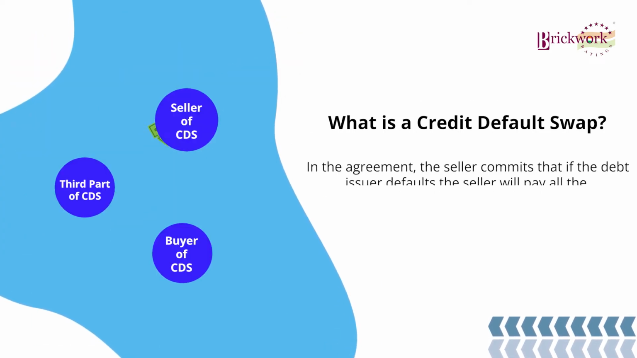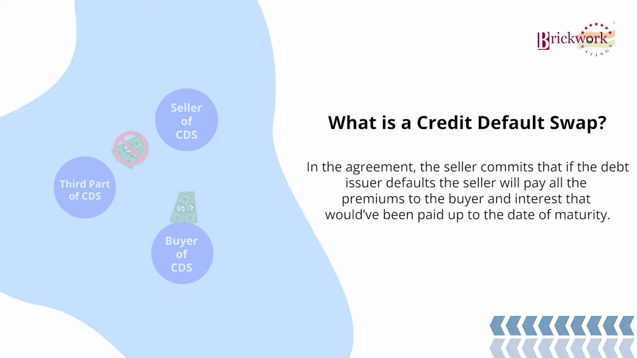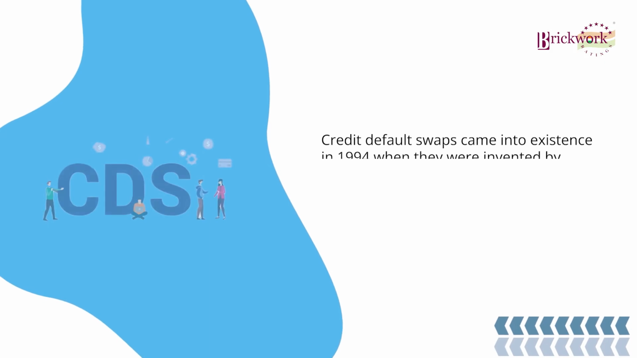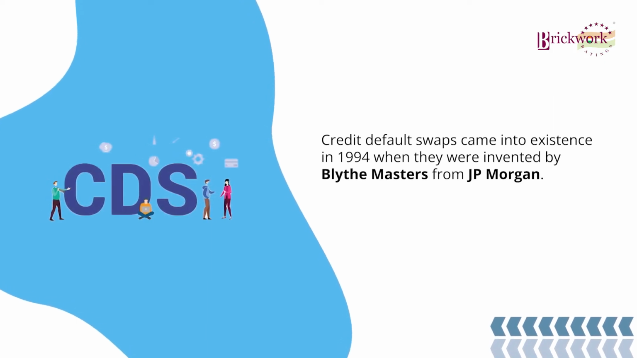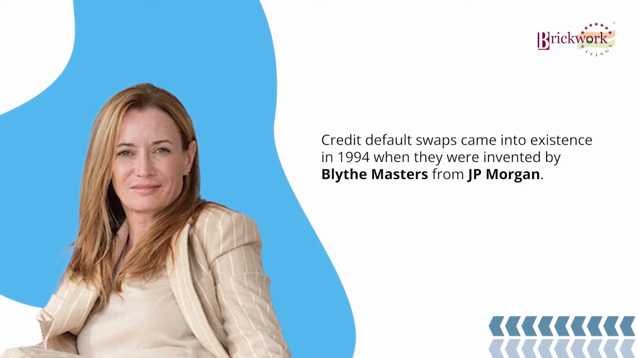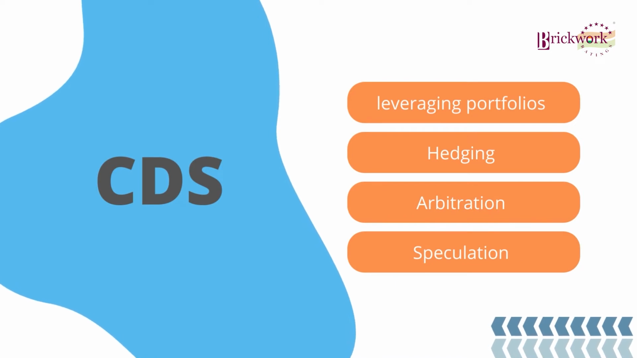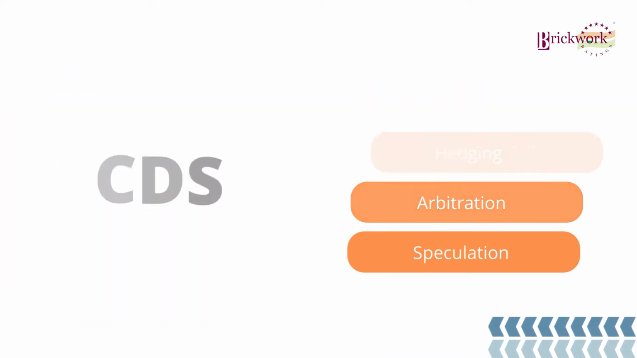In the agreement, the seller commits that if the debt issuer defaults, the seller will pay all the premiums to the buyer and the interest that would have been paid up to the date of maturity. Credit default swaps came into existence in 1994 when they were invented by Blythe Masters from JP Morgan. CDS was bought for leveraging portfolios, hedging, arbitrage, and speculation.